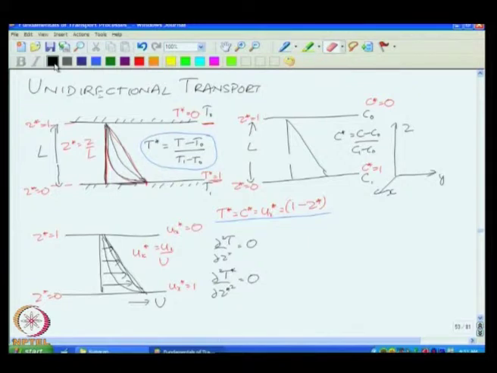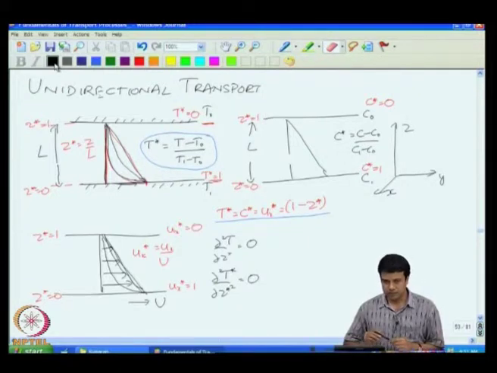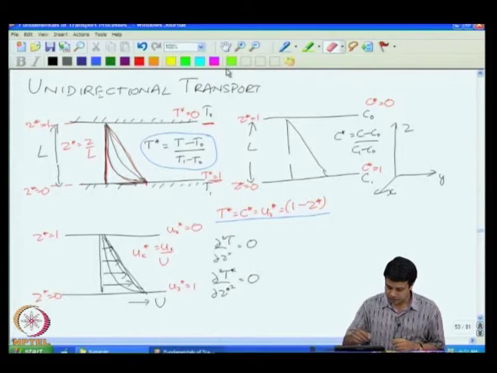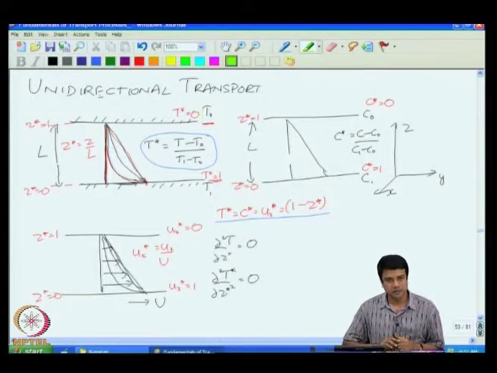In the case of a heat transfer problem, there are two plates kept at two different temperatures, T1 and T2, and there is transport of heat between these two. In the case of concentration, two plates at two different concentrations of solute, C1 and C2, and then there is transport between these two due to the difference in concentration.